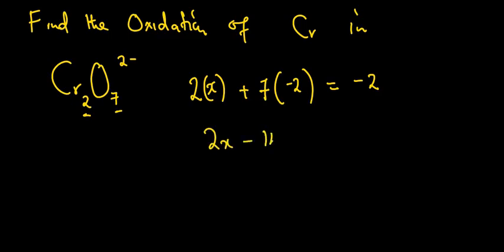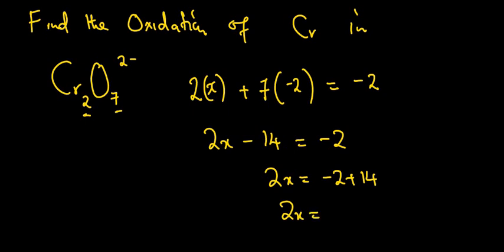This is simply going to be that -2. Then this is going to be 2X is -2 plus a 14. Then this will give us 2X is equal to 12. Then you divide by 2. This will just give you X is equal to 6, right? So the oxidation state for chromium is a +6.